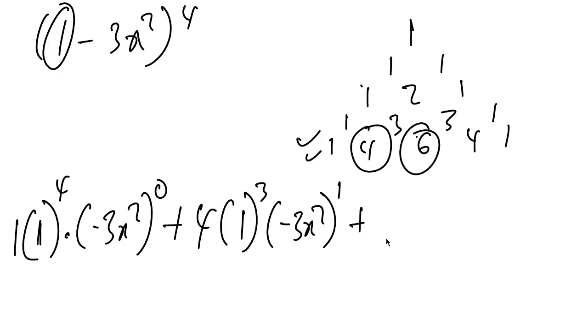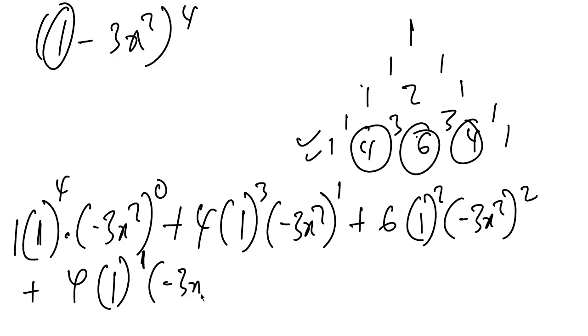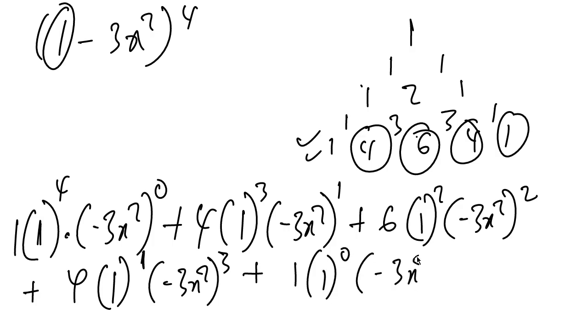What's the next? 6 into what? The power of 1 will decrease again to what? 2, into negative 3x squared. Do you understand? Then plus, what's the next? 4, isn't it? Into 1 to the power what? That's 1 to the power 1, right? And then negative 3x squared to the power 3, plus what? The last, which is what? 1 into 1 to the power 0, negative 3x squared to the power what? 4. That is it. And then we've gotten your expansion.